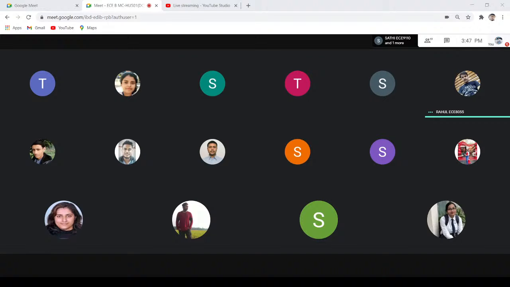Data localization, yes, 1 minute, Rahul. How many group members are there in your group? Ma'am, 5. And just switch on your cameras. Even I'm switching on mine. Yeah. Please.